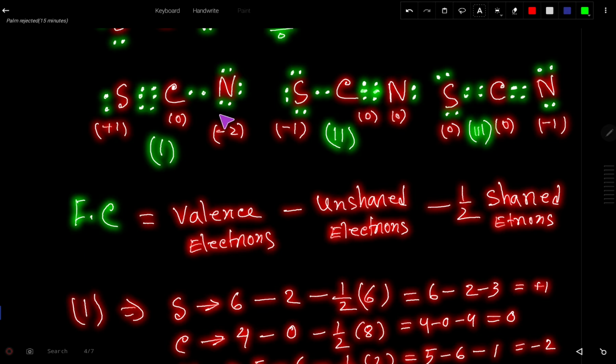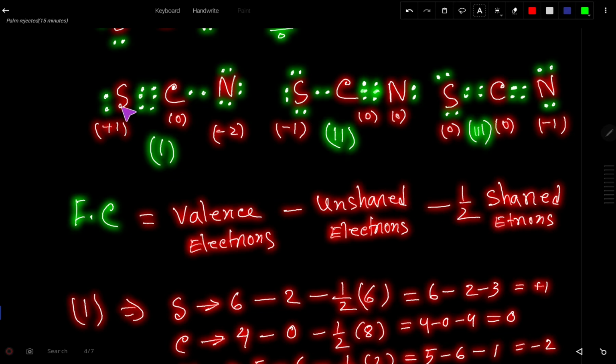To find the best Lewis structure, we have to apply the formula for formal charge. That is, we have to find the formal charge of each atom of this Lewis structure. So SCN minus has 3 Lewis structures. These alternative Lewis structures are called resonance structures, right? We have to keep in mind the formula for formal charge: valence electrons in the free state minus unshared electrons minus half of shared electrons. It is easy, right?